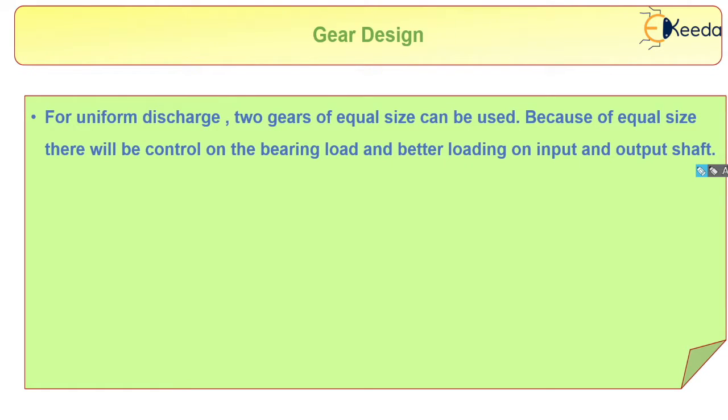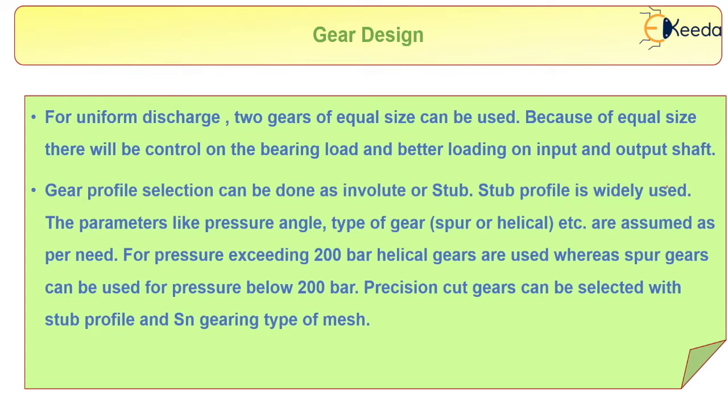Now for uniform discharge, the two gears that can be used in the gear pump should be of equal size, so that we will get a uniform discharge. Next, because of the equal size, there will be control on the bearing load and better loading on the input and output shaft. So this is the benefit of equal gears.